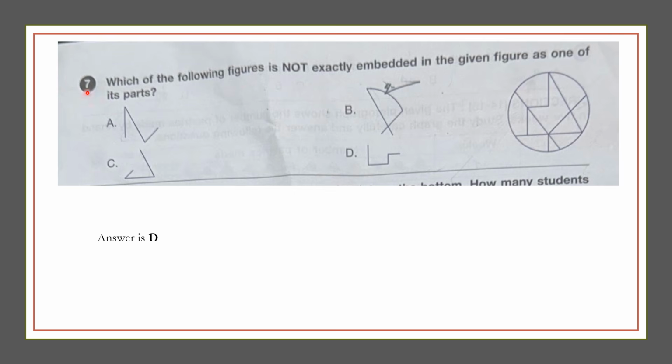Question number 7. Which of the following figures is not exactly embedded in the given figure as one of its parts? Let's see option A. So it is here. Let's see option B. So if we draw like this, here it is embedded. Let's see option C. So if we go here, we can find this one. Option D is not there. So our answer is option D. It is not embedded in this figure.